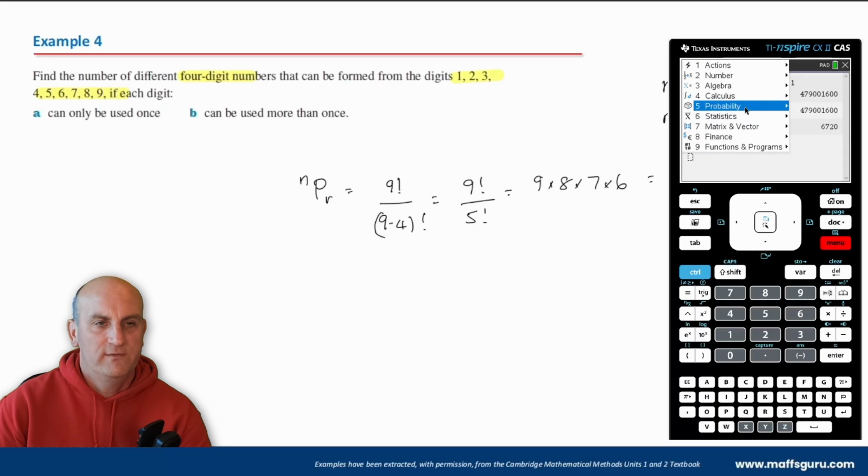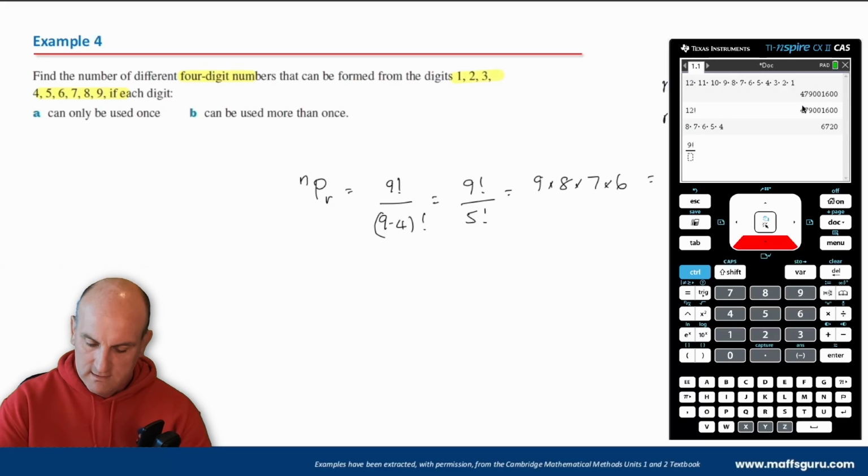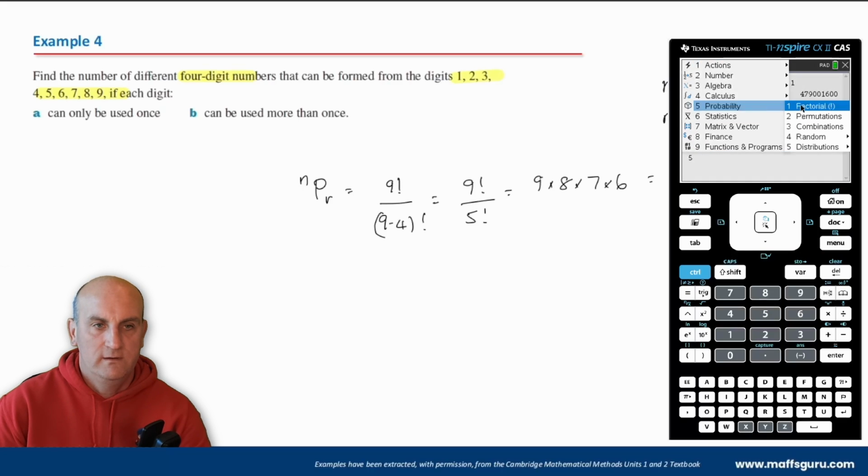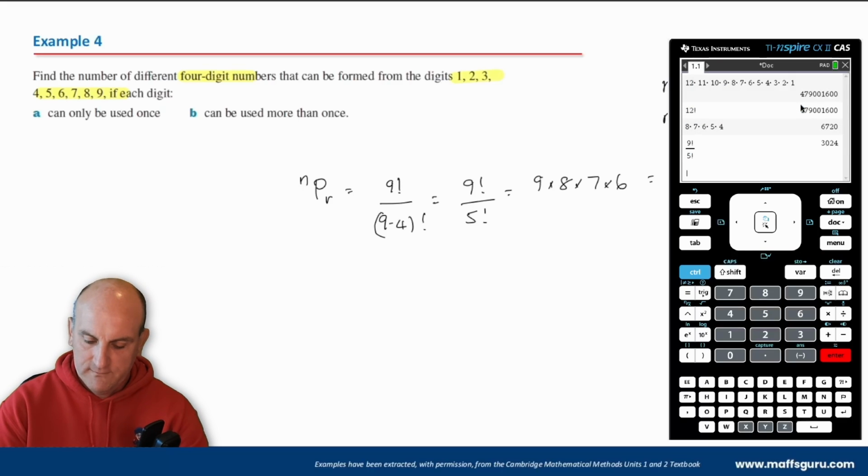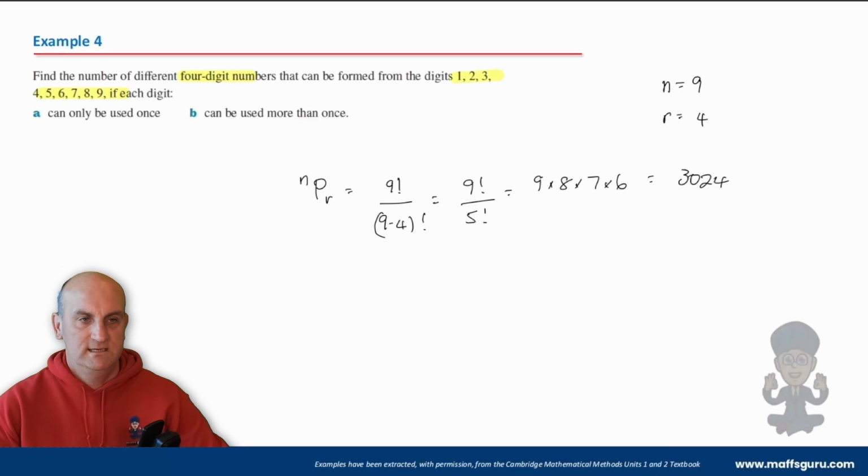I'm going to work out one day if there is actually a shortcut for this, divided by, what did I say, 5 factorial. Menu, probability, factorial, hit enter, gives me 3024 different choices. So 9 times 8 times 7 times 6 gives me 3024.